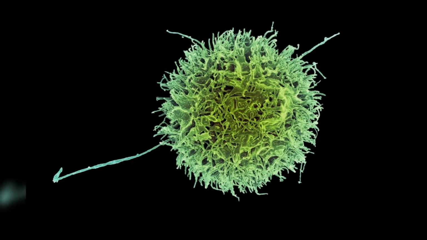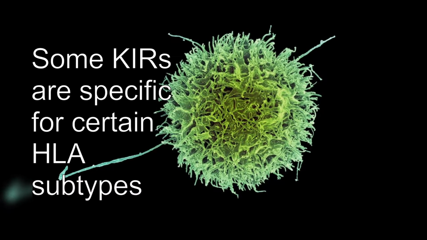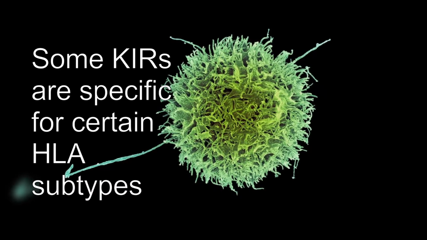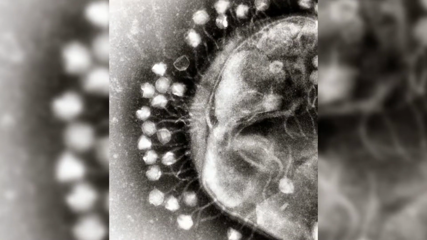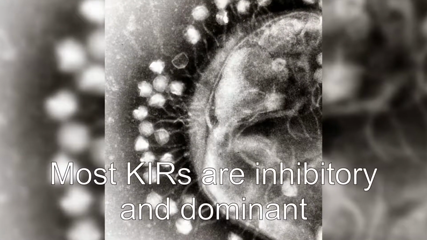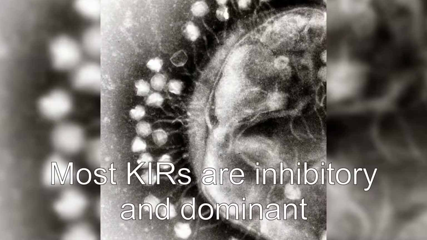Ly49, relatively ancient, C-type lectin family receptors, are of multigenic presence in mice, while humans have only one pseudogenic Ly49, the receptor for classical MHC I molecules.